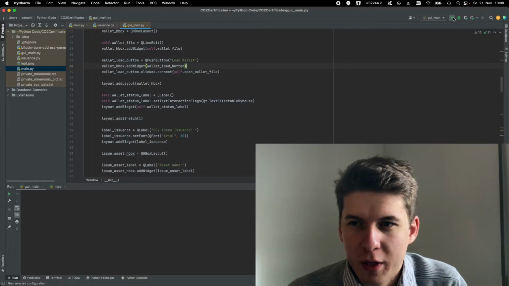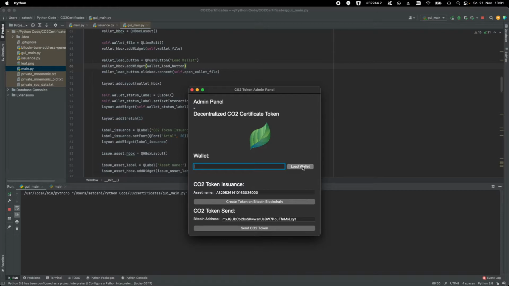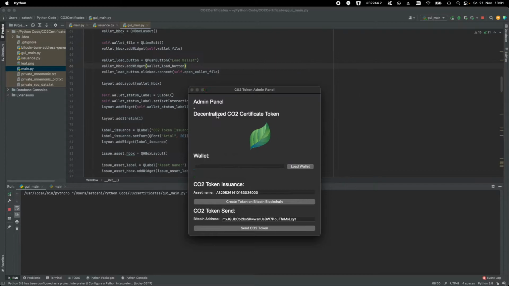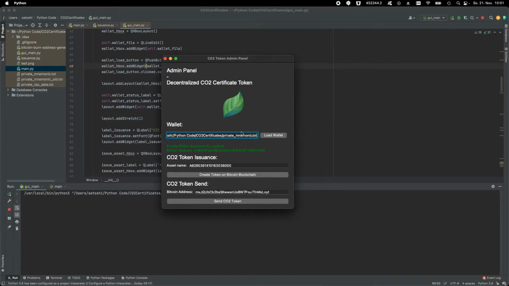Let's first start the admin panel. Here we can load our wallet file. This wallet file consists of 12 secret words. These secret words get decomposed into the private key, the public key hash, and the Bitcoin address.